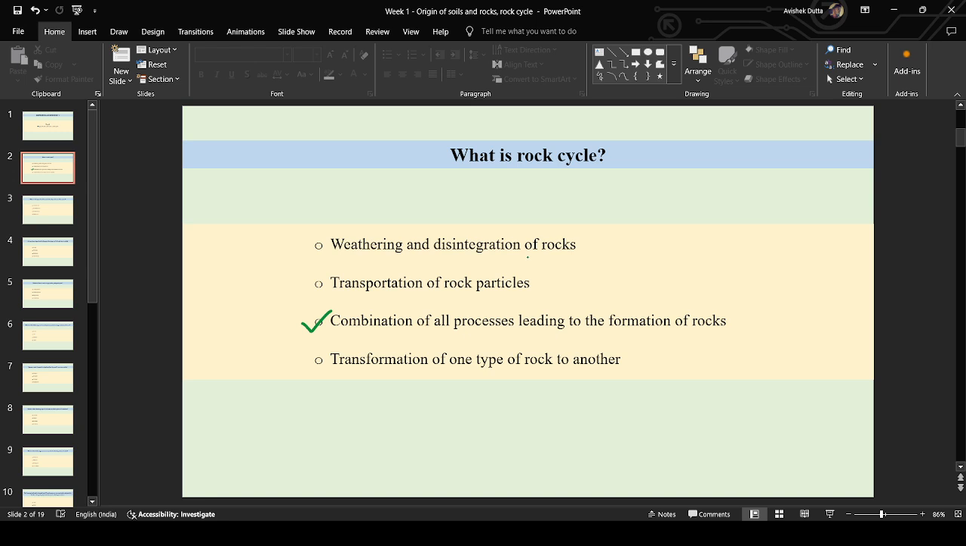So the first two options, weathering and disintegration of rocks and transportation of rock particles, are part of the rock cycle, but these are not enough. There are some more steps, which I think I have given in another similar question regarding this. So option C, combination of all processes leading to the formation of rocks, is a very generalized and basic statement, and that is the correct option with respect to this scenario.